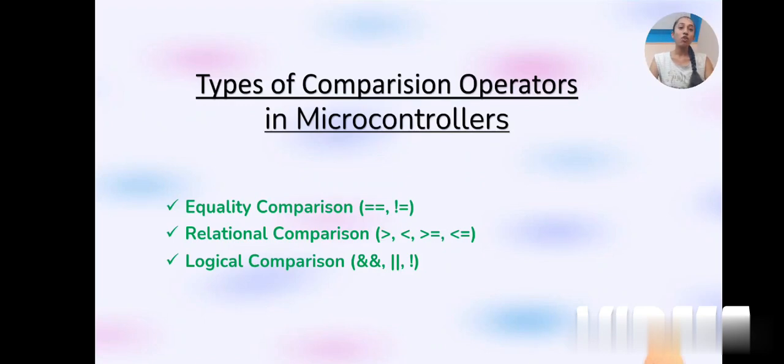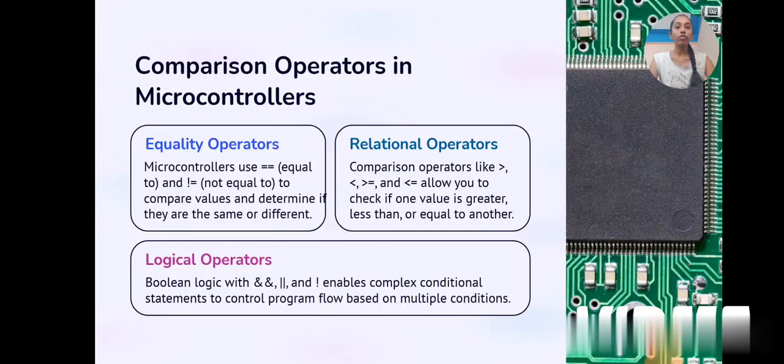There are many types of comparison operators in microcontroller, but these are some types which we use commonly. Firstly, equality comparison, relational comparison, logical comparison. Let us see one by one. First, equality operator. Microcontroller uses equal to and not equal to. These are the symbols of equal to and not equal to, and it is used to compare values and determine if they are the same or different.